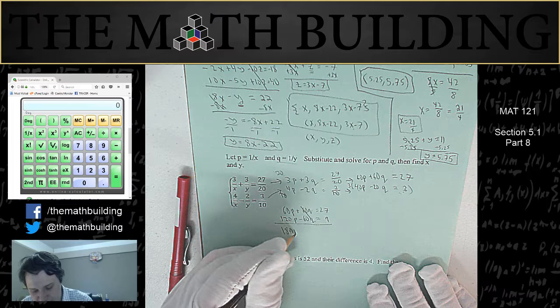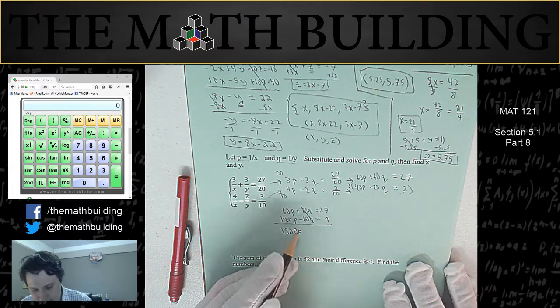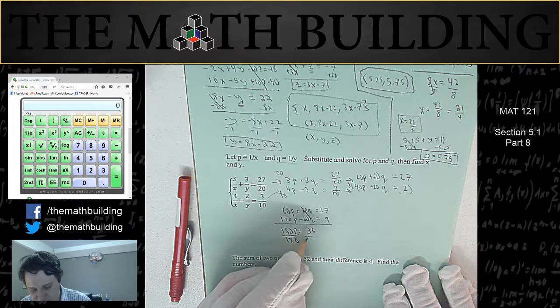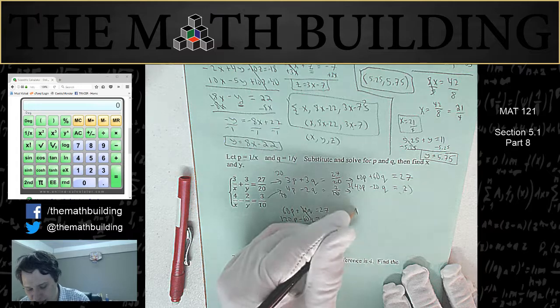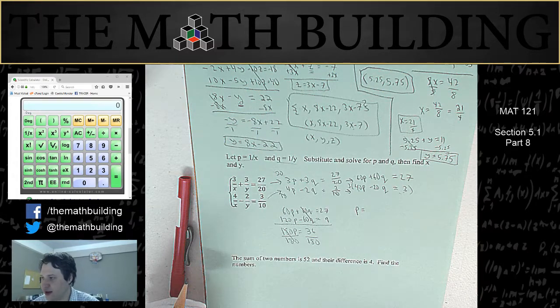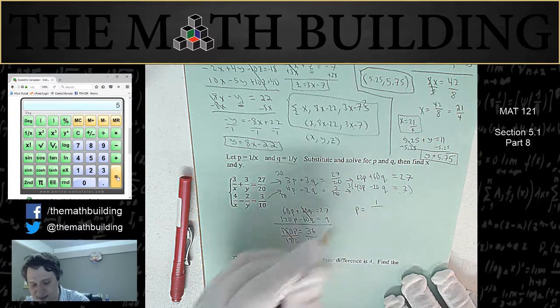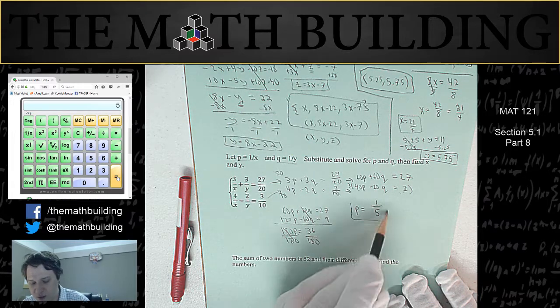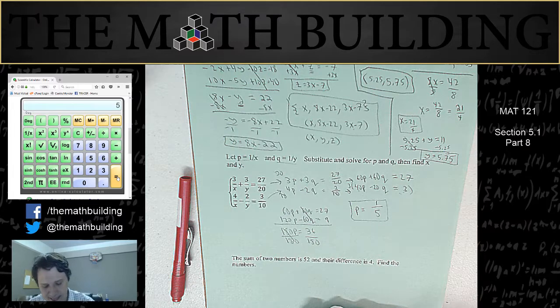So we get 180p equals 27 plus 9, which is 36. Divide both sides by 180, and we get p is equal to 36 divided by 180. Does 36 go into 180? It does. 36 goes into 36 one time, and 36 goes into 180 5 times. So p equals 1 over 5. Okay, so that's useful. Now let's figure out what q is.